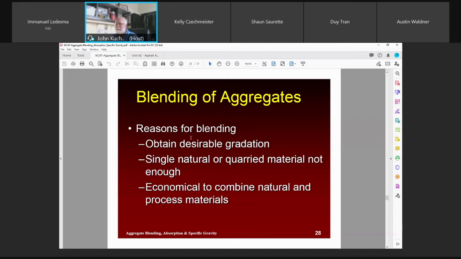Okay. Why do we blend aggregates? We want to get a desirable gradation. Okay. A single natural required material is usually not enough. You can't make it. And it's also economical. If we can combine natural products with processed materials, blend them in, it's cheaper instead of trying to crush everything. Plus, if you have too much crush, you're going to get problems with your mix. You may have a tender mix.